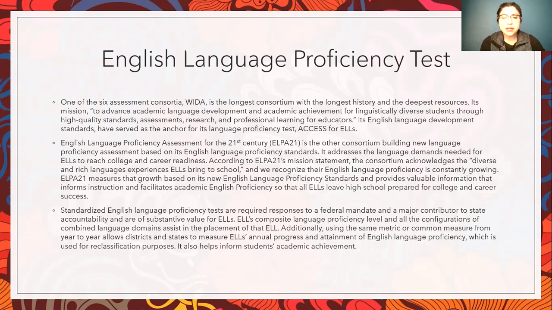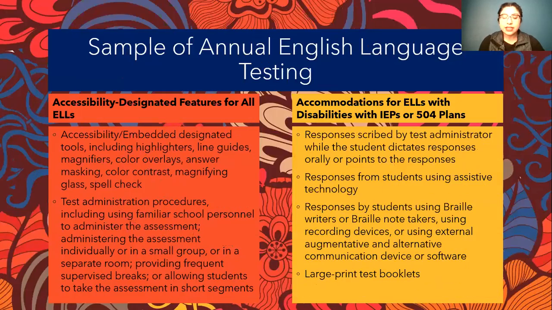Additionally, using the same metric or common measure from year to year allows districts and states to measure ELLs' annual progress and attainment of English language proficiency, which is used for reclassification purposes. It also helps inform students' academic achievement. And therefore, we have some of the accommodations and accessibility, but not for everybody, right?